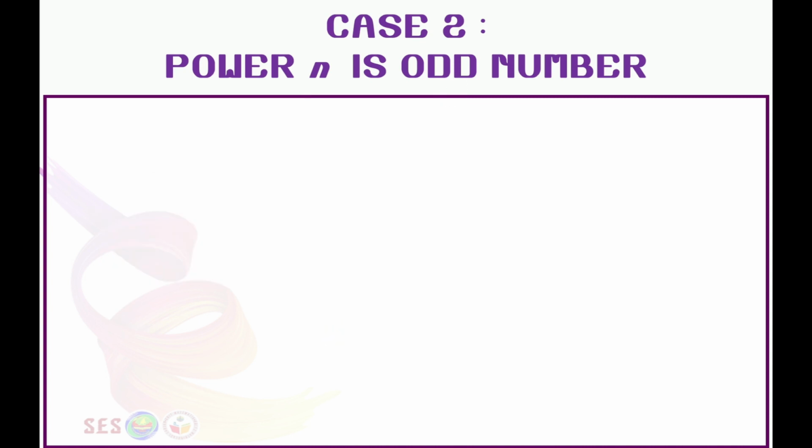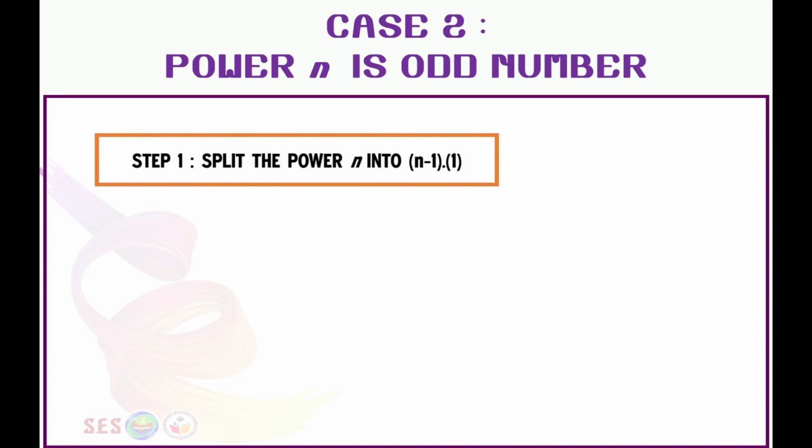In this part of the video, we are going to continue discussing how to integrate if our sine and cos has power. So we are going to continue discussing when our power n is an odd number. First step, we are going to split the power n into n minus 1 and 1. For example, if my power is cube, power 3, I will split them into power 2 and 1. So my n is 3, so n minus 1, 3 minus 1 is 2, and 1.